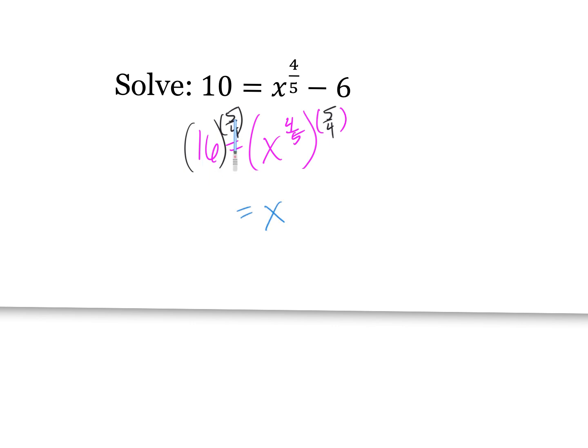Then we can think about this right here. Do the root first. What is the 4th root of 16? 2 to the 5th power? Done. And we got it in 1 step. So when you got a variable to an exponent that's a fraction, just raise it to the reciprocal and you got it done in 1 step.